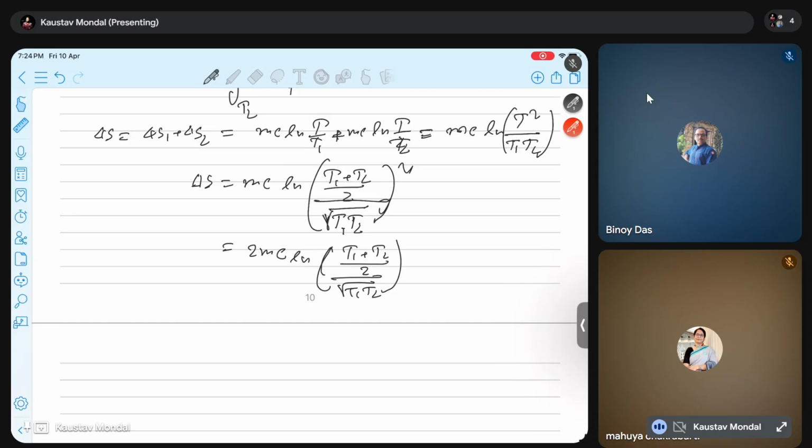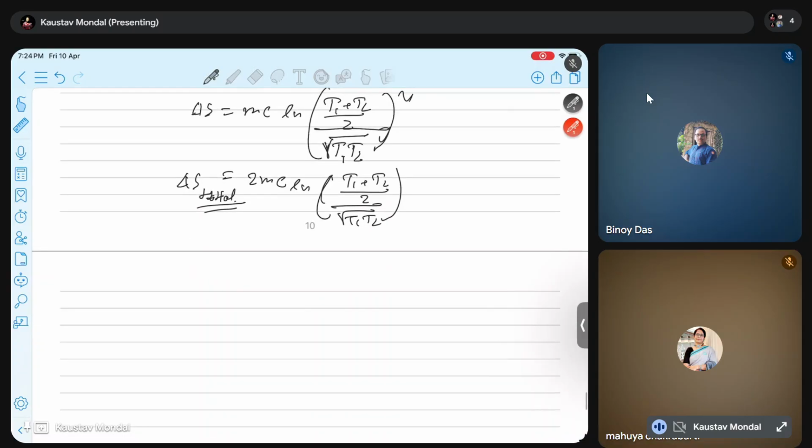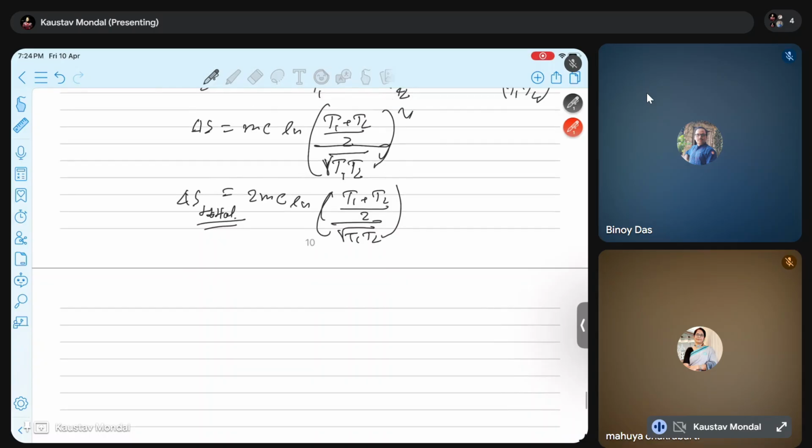Okay. So this is the total entropy change of the system. Now we know that for any spontaneous process happening in nature, the change in entropy should always be positive, right? For this case also, this is the total change in entropy for the whole system. If you check the first term in the denominator, it's the arithmetic mean of the two numbers T1 and T2, and this is the geometric mean of T1 and T2.